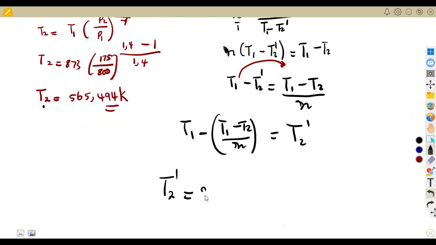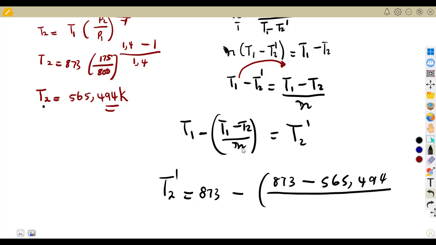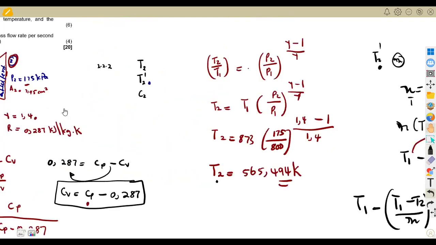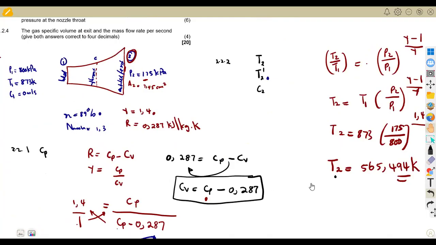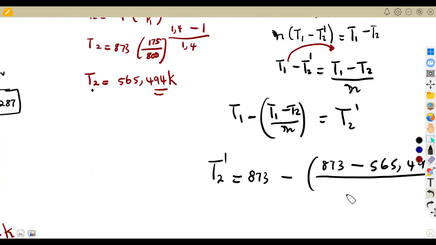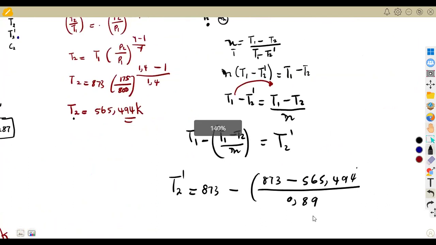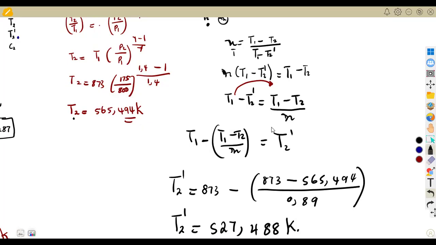All right. So this is 873 minus, again, T1, which is the same 873, minus T2. We calculated the absolute temperature here, 565.494. Everything over the overall efficiency as a decimal. Remember, our overall efficiency was 0.89. So you're going to divide by 0.89 as a decimal. That is our overall efficiency, so it can work at any stage. That is going to give us the value of T2 bar, which is 527.488 Kelvin.